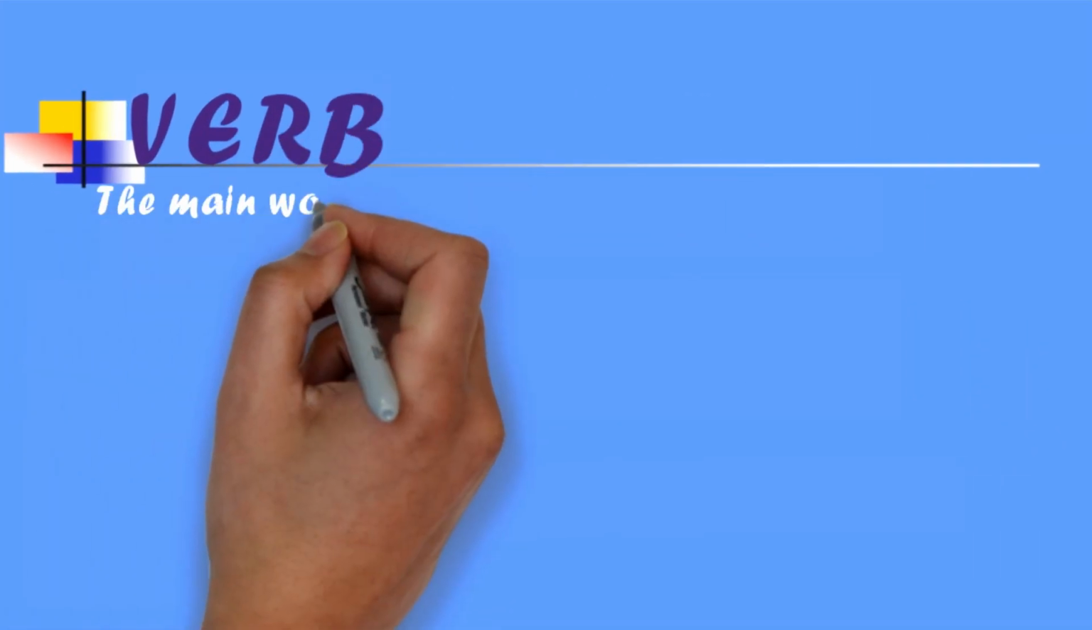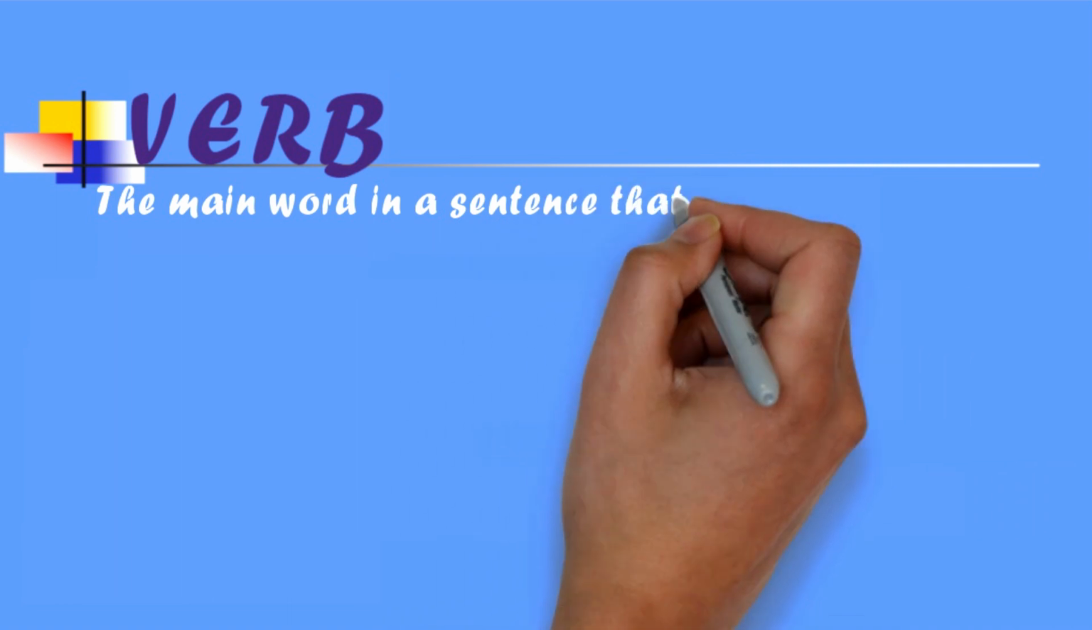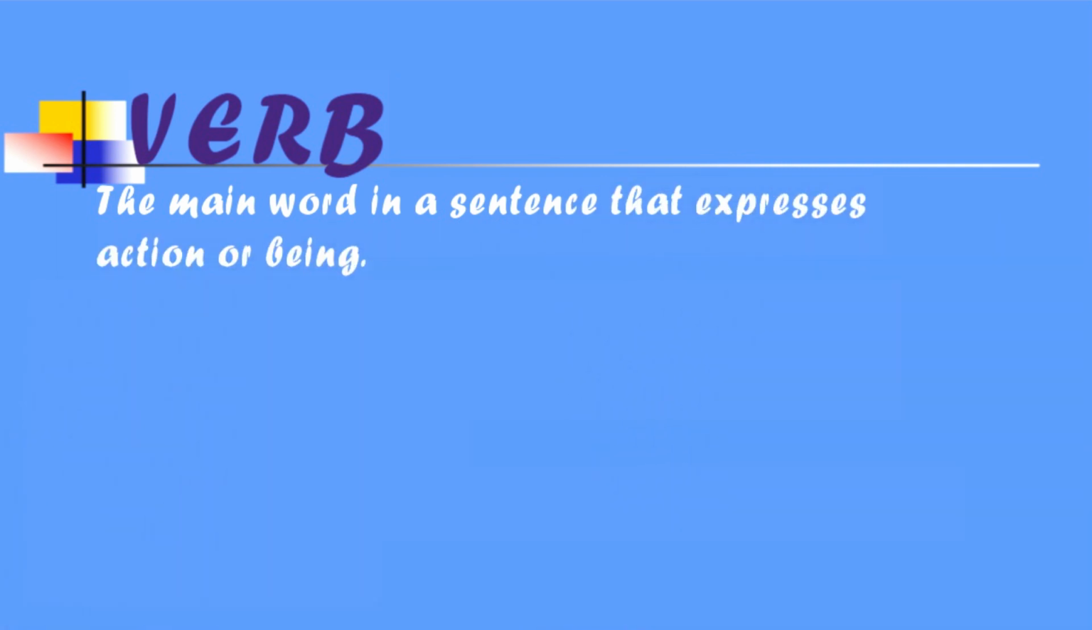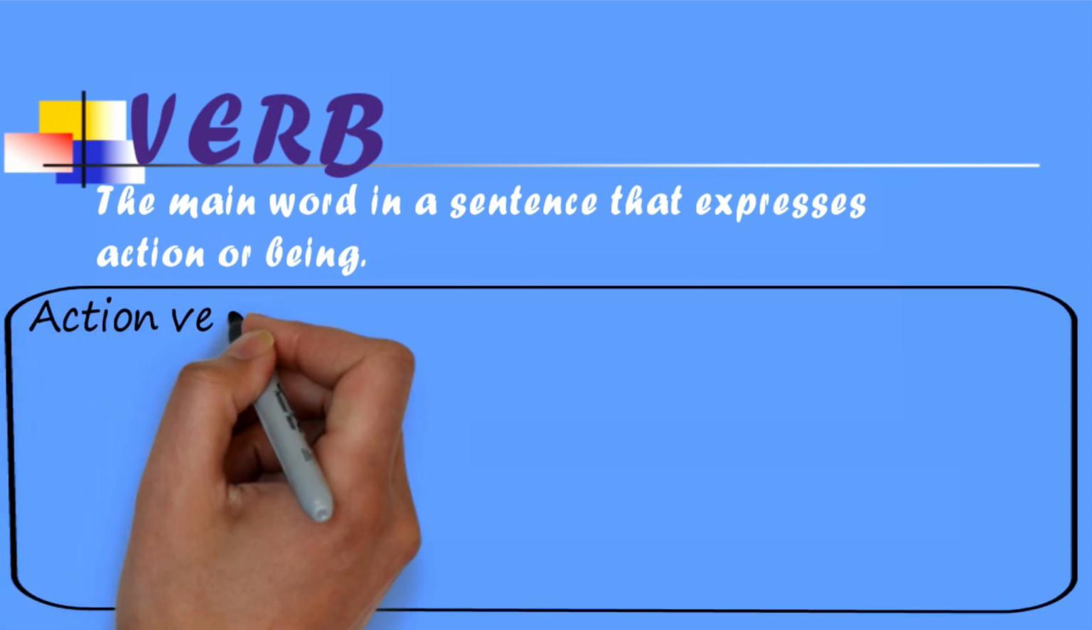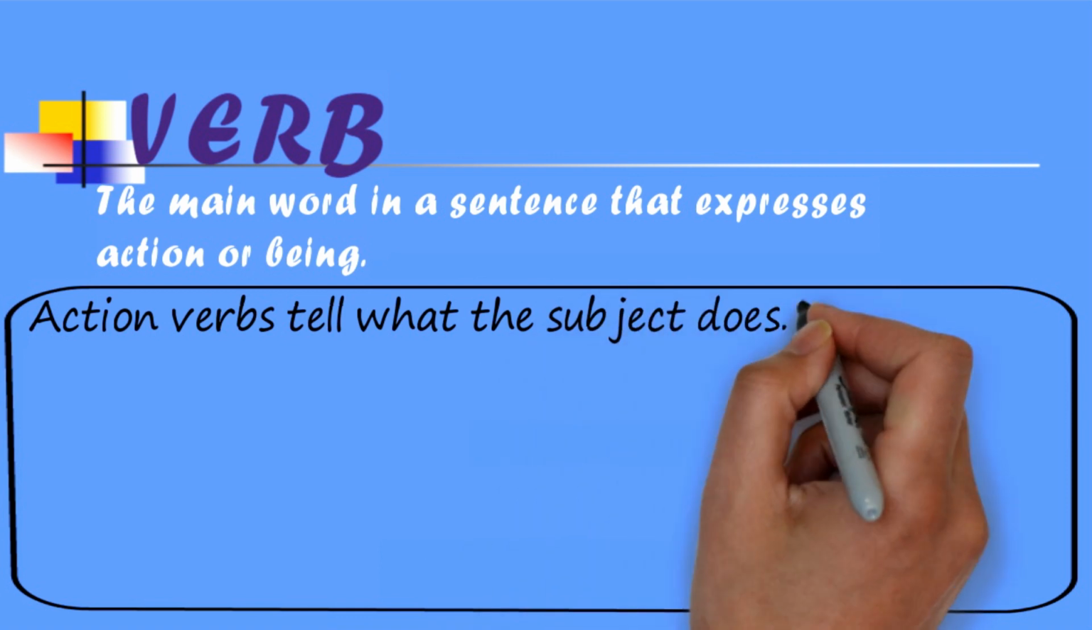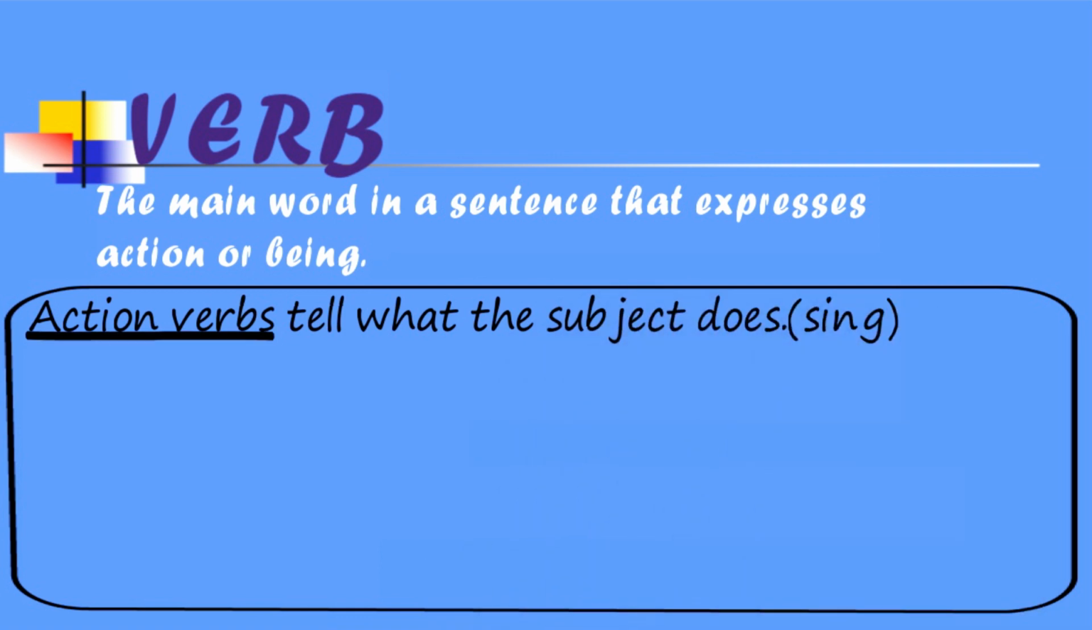The verb. Now the verb is the main word in a sentence because it expresses an action or a being. A state. A being is a state. We have action verbs, and these tell us what the subject does. For example, sing. She sings in a concert. Look at this example. She does that action. Play. He plays football. He does that action.